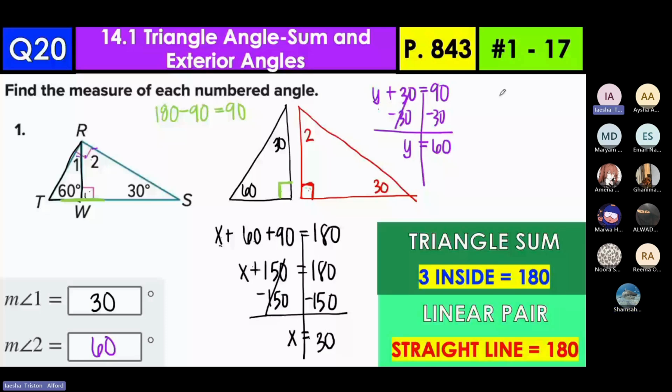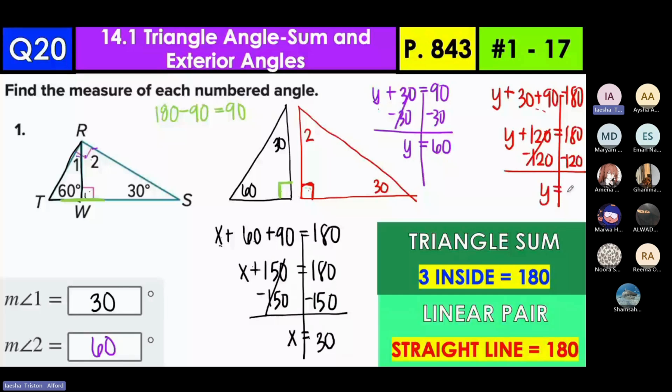Okay, I'm going to use y for the 2. So y plus 30 plus 90 equal 180. Clean this up. You get y plus 120 is equal to 180. Subtract 120 from both sides. This is 0. Y is equal to 60. Same number.